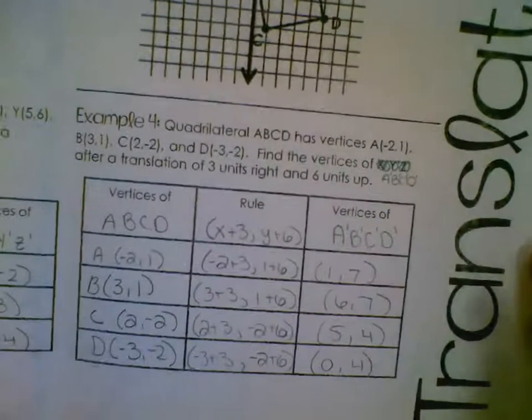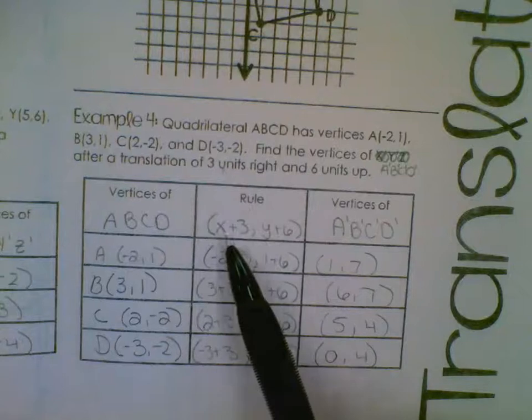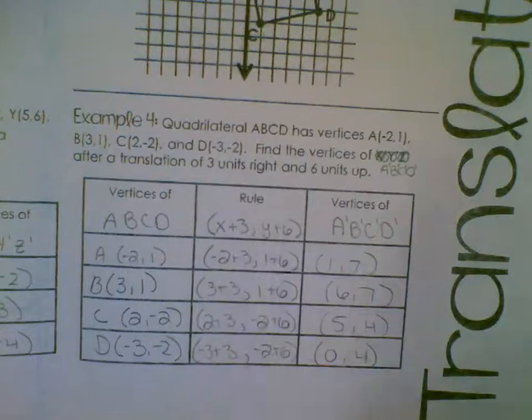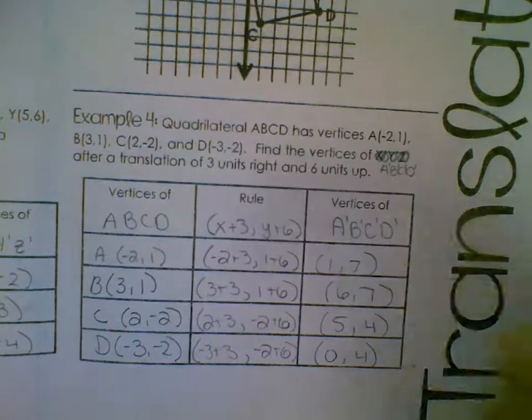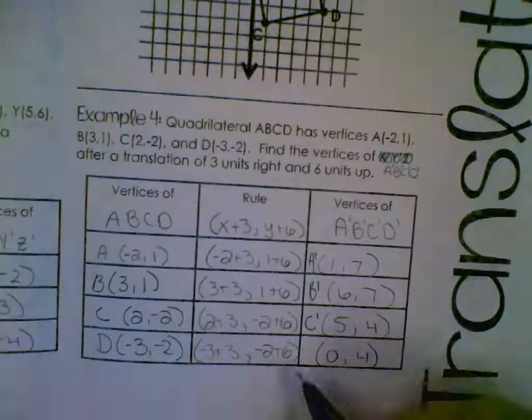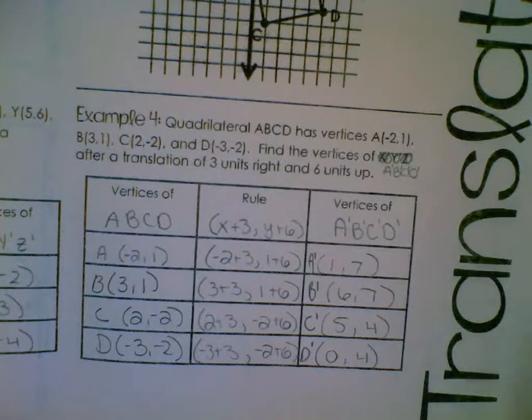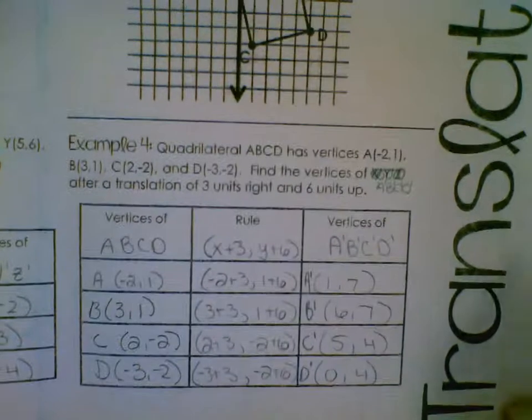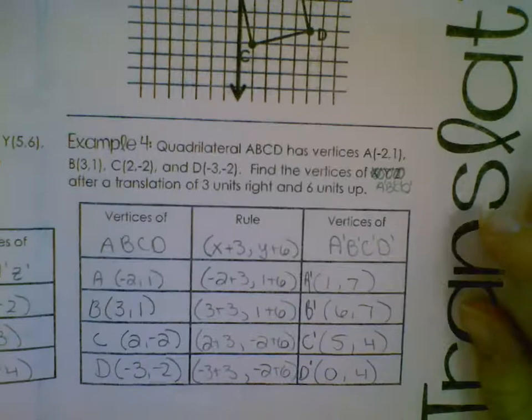Okay, so our rule was to go right 3, so we're adding 3, and up 6, so it'd be plus 6. So here is our a prime, b prime, c prime, and d prime points. So make sure you write down any questions you have, and we'll go over them in class tomorrow.